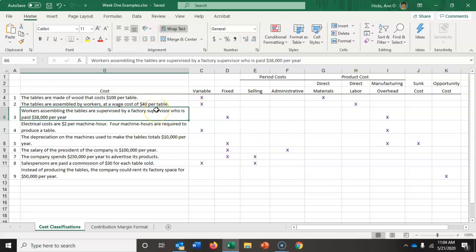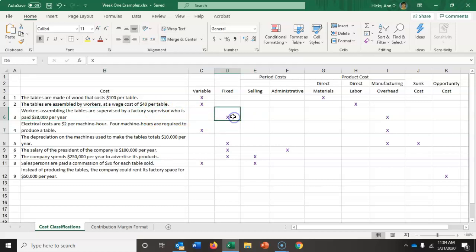if we manufacture 100 or 10,000, it's still going to be $38,000, but it is related to the cost of the tables. It is a product cost, but it can't be traced directly to the table, the individual table. So this would be an indirect cost and be put into manufacturing overhead.